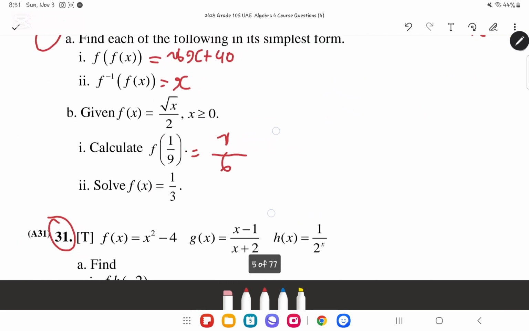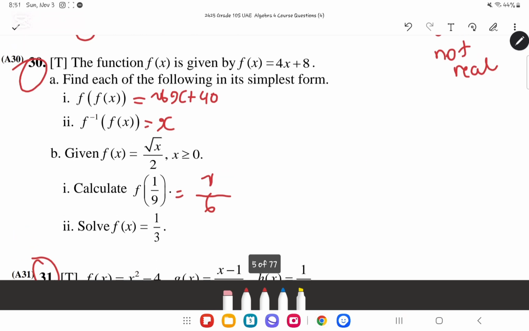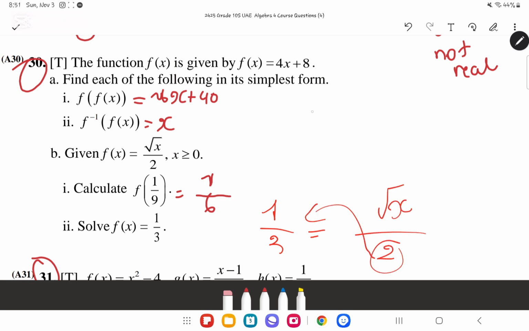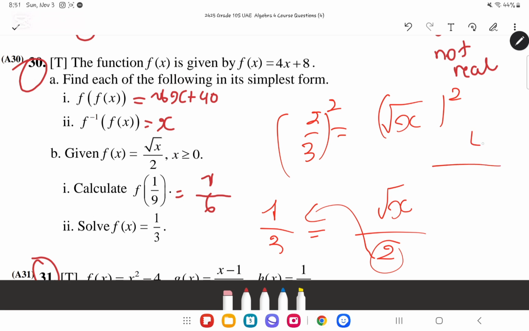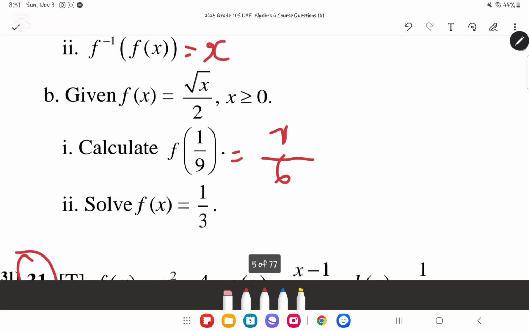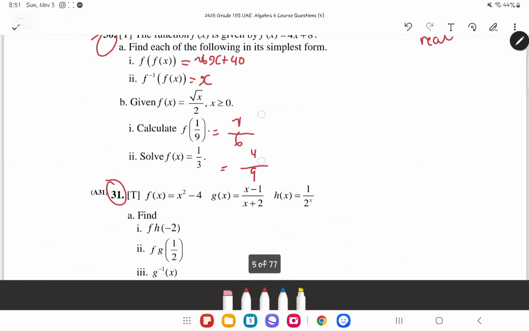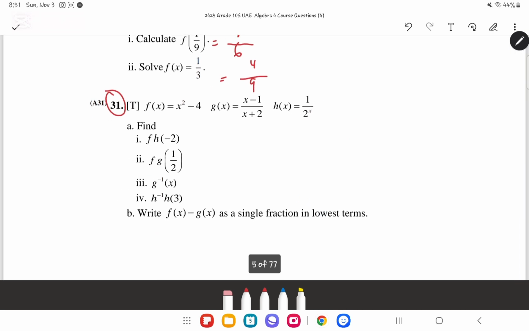Now, for part II, we need to solve f(x) equal to 1 over 3. So substitute f(x) by 1 over 3. 1 over 3 is equal to radical x over 2. Multiply this by 2. You are going to get 2 over 3 is equal to radical x. Then very simply, to get rid of the radical, square both sides. So now you're going to have 4 over 9 is equal to x. And very simply, you found your answer, which is 4 over 9. Now we proceed to question 31.